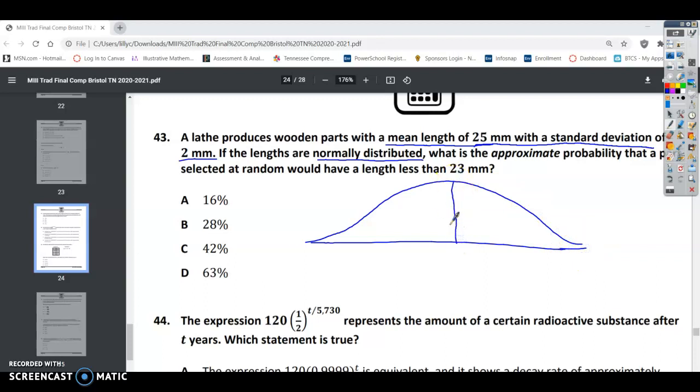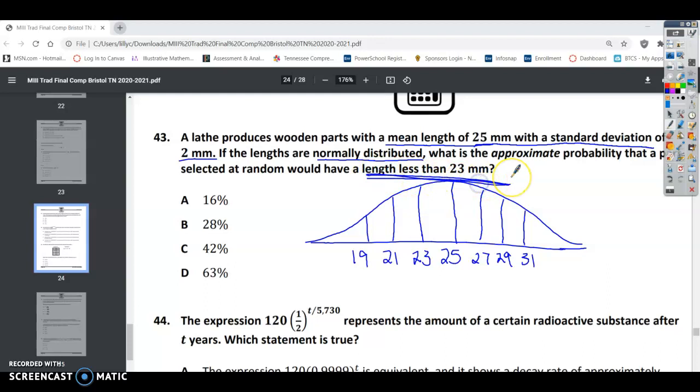Alright, so our mean goes in the middle. So it says with a mean of 25 millimeters. And then we use our standard deviation to go 3 to the right and 3 to the left. So 2 millimeters, so this is going to be 27, 29, and 31. And then we go to the left, so we'll go down by 2: 23, 21, and 19.